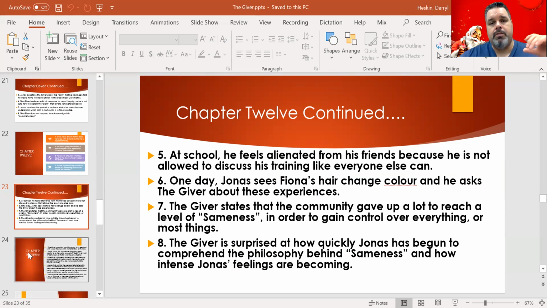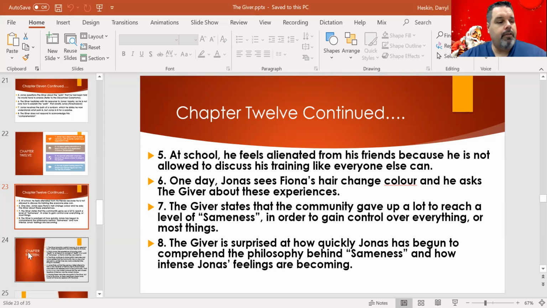And we saw the change of color from the apple, turning from gray to red back to gray. We saw the audience changing from gray to multicolored to gray. And now we see Fiona's hair going from gray to red back to gray. And the red color is quite common, and the giver explains why it's so common. And that's why we finished the chapter off with the giver wanting to show a memory of the rainbow.